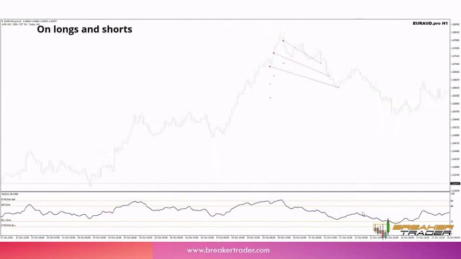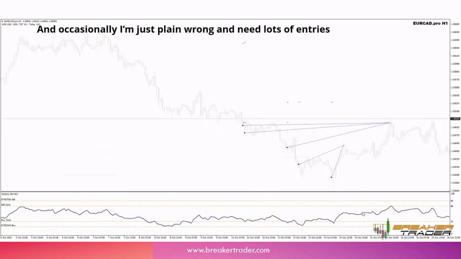And occasionally I'm just plain wrong and I need loads of entries. But that's fine because I know which direction the market is going to go at some point in the future. Whether it comes up and gets me out of every position with a profit, I don't know. Some of these I might have to take a loss on. You saw on my P&L, I take losses. I don't get it right every single time. These 2 trades here, break even. I didn't make any money on them. But was I right? Yeah, I was totally right.